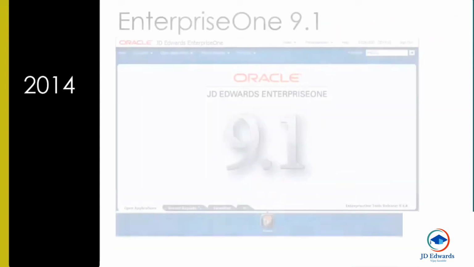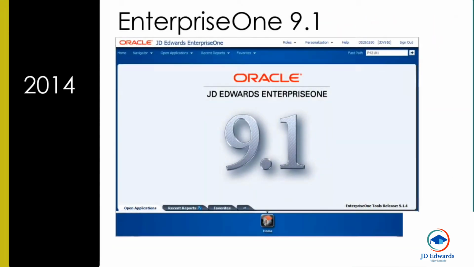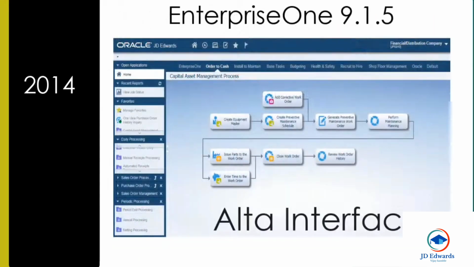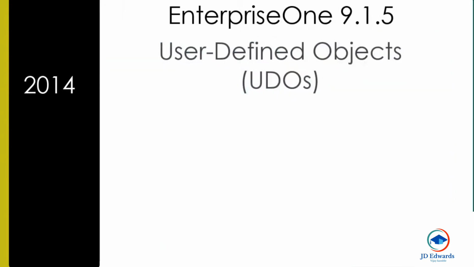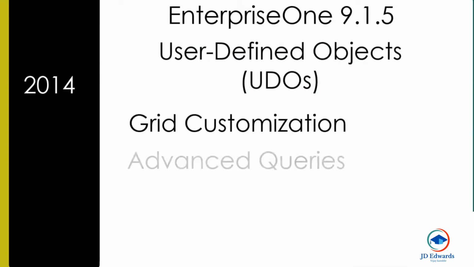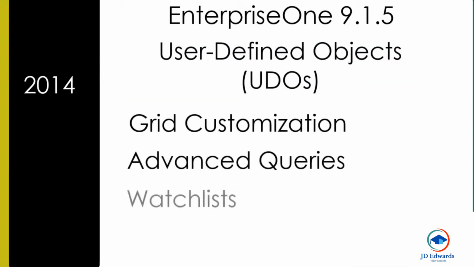At the end of the life cycle of Enterprise 9.1, JD Edwards updates the user interface to the new Alta interface, along with the introduction of new user-defined objects known as UDOs. These objects become an integral part of the upcoming releases to solve the issues companies were having with the needs to customize their existing software.